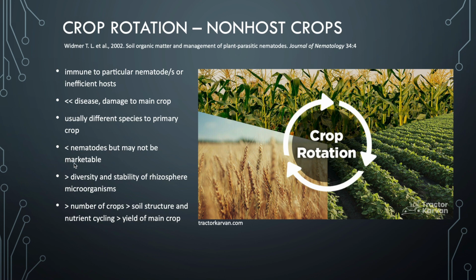It is known to increase diversity and stability of rhizosphere microorganisms because you're now adding diversity of plants into the field, and you can increase the number of crops to increase soil structure and nutrient cycling, and therefore support a greater yield of your main crop. And here is an example of what a crop rotation might look like using a variety of different crops.